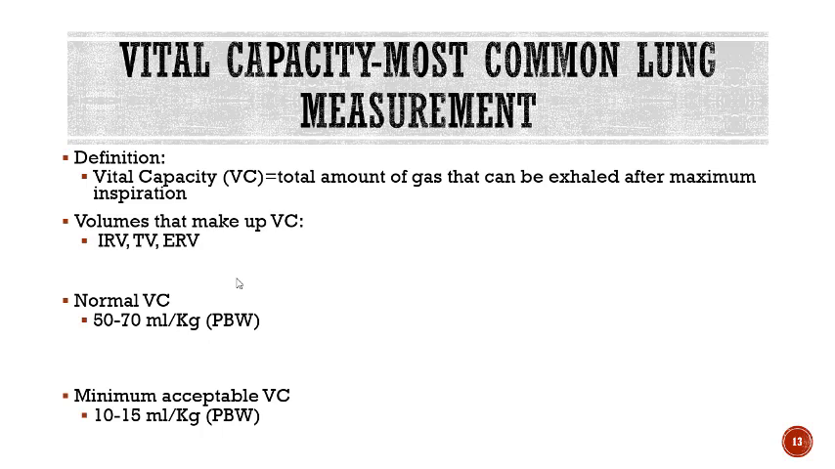So that's going to be kind of the same version as when you figured out your tidal volume range. You would use your predicted body weight, you would multiply it by 50 for the low end of the range, and then you would multiply it by 70 for the high end of the range.